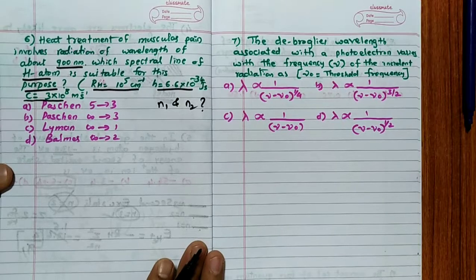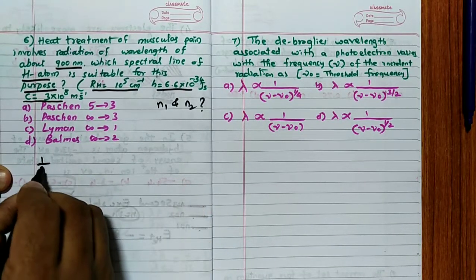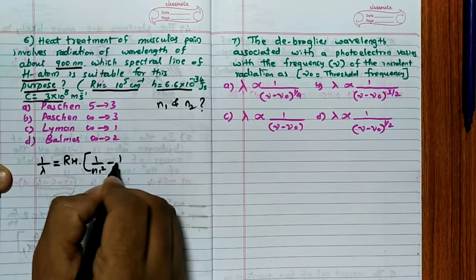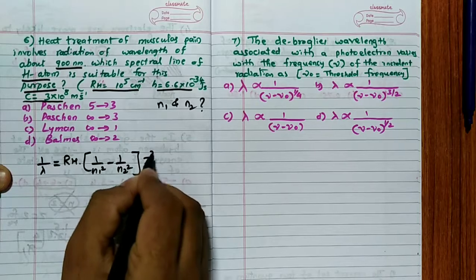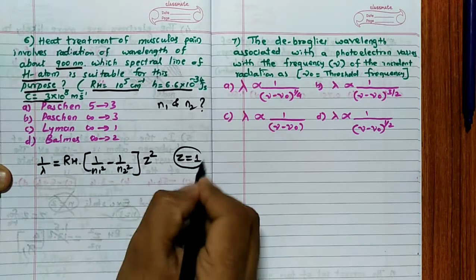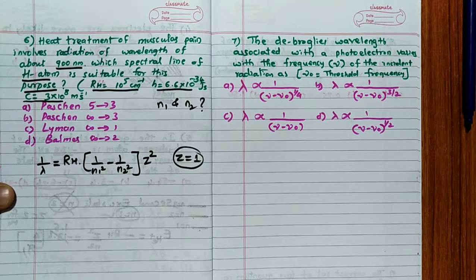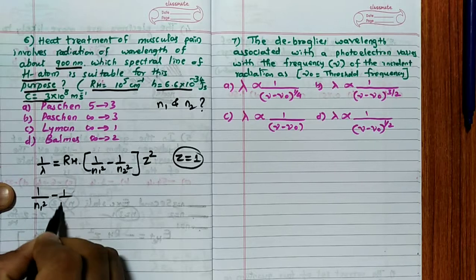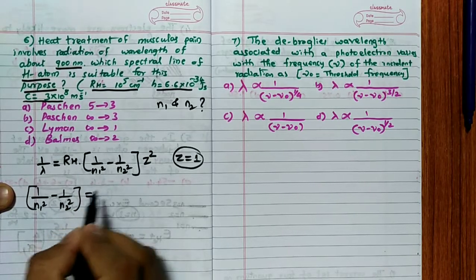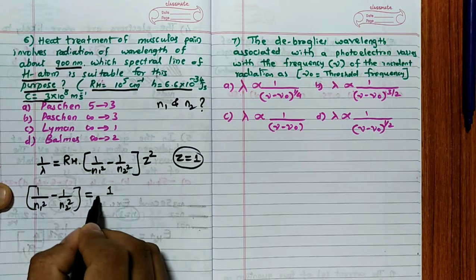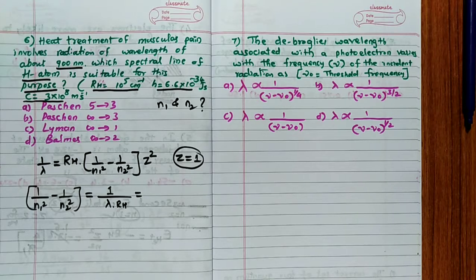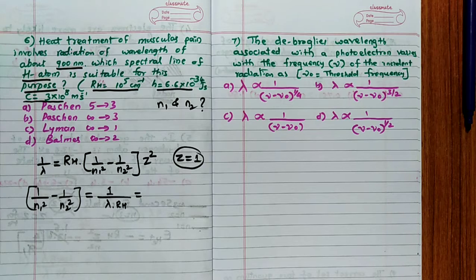Again, we think from the basic thing. Basic thing is what? 1 by lambda is equal to RH into 1 by N1 square minus 1 by N2 square into Z square. Z for hydrogen is 1, hence we will remove this Z. Now we require N1 and N2, so we will keep this as it is. 1 by N1 square minus 1 by N2 square is equal to 1 divided by lambda into RH. RH means Rydberg's constant, not RH of chemistry. Remember that.